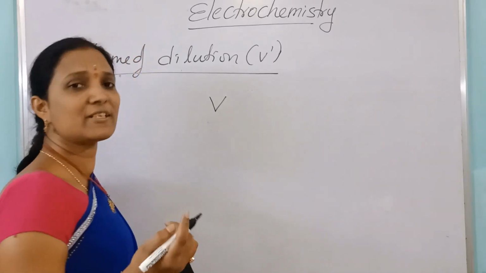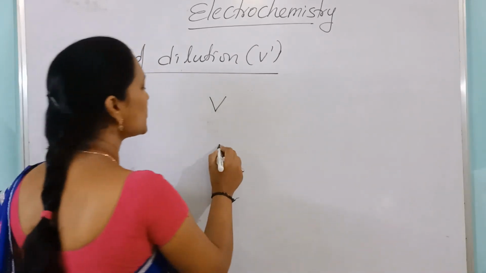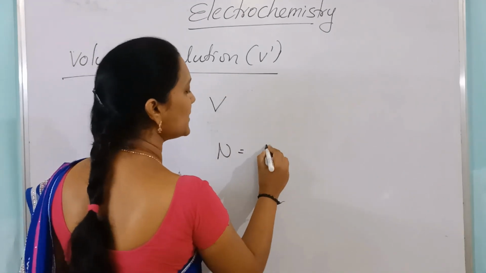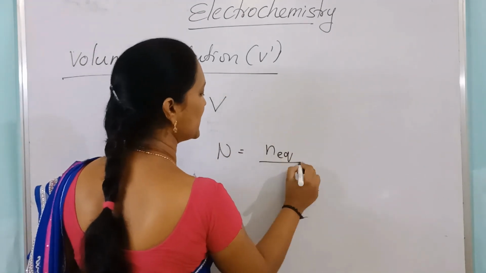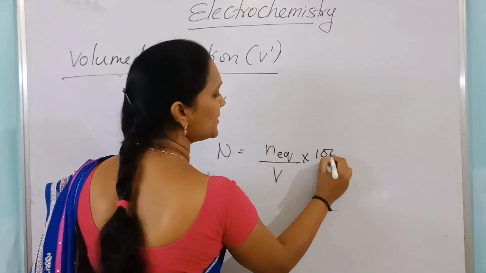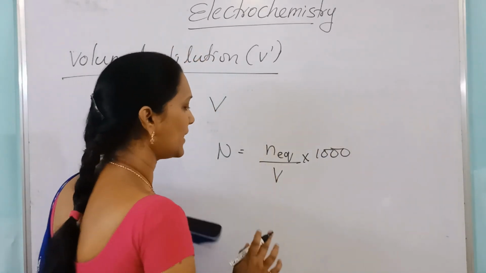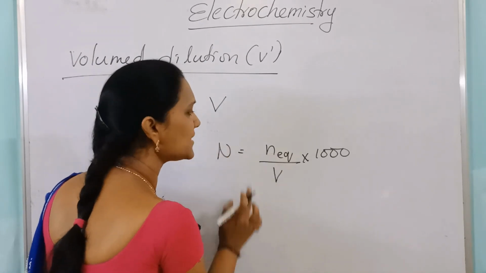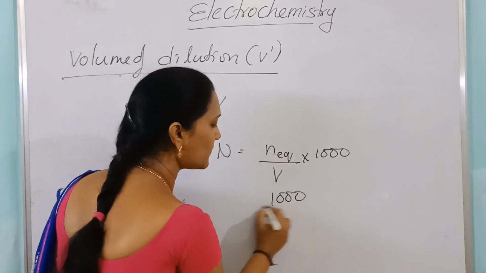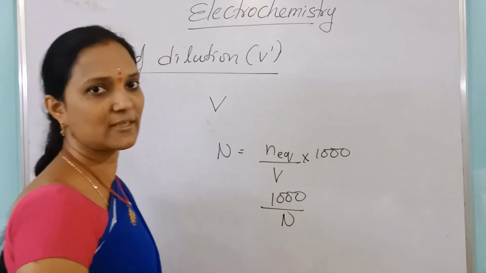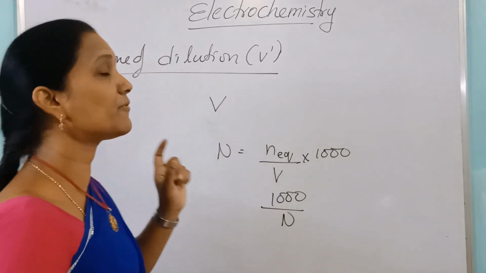1 gram equivalent present means its relation with normality. So what is the formula for normality? Normality is equal to the number of gram equivalents divided by volume in cc, into 1000. If 1 gram equivalent is given, then V is equal to 1000 by normality. Yes or no? 1000 by normality. So what is this volume of dilution?